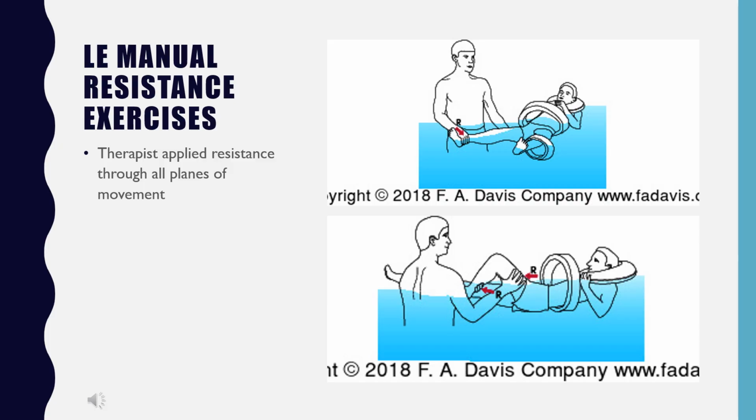We can do the same thing for lower extremity manual resistance exercises, applying resistance in a single plane of movement or reversing planes of movement depending on what it is we need to target for the patient, utilizing flotation devices to maintain a supine position. But we can also try seating a patient on a kickboard and attempt manual resistance exercises for the lower extremity in that position as well.